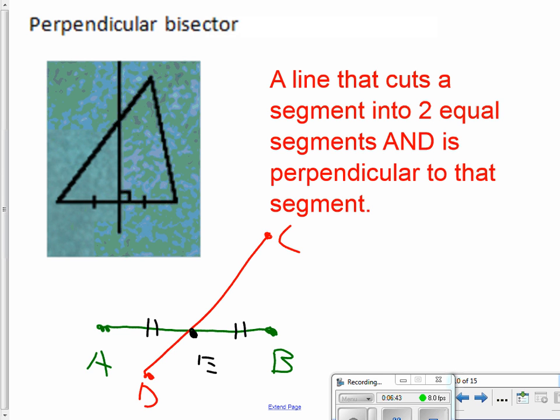The difference between CD and a perpendicular bisector is that CD is not perpendicular. We can tell these angles are not going to be 90 degrees. So how we can make a perpendicular bisector, it still has to go through that exact middle point, but it has to be straight up and down. It has to be perpendicular to AB. Now our blue line, that would be a perpendicular bisector. It cuts AB exactly in half, and it's perpendicular to it. Perpendicular bisector.